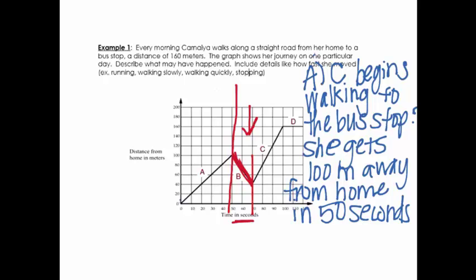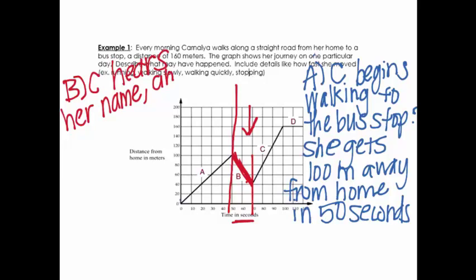Now again here, she looks like she's moving in a pretty steady position. She might be going a little bit faster than before, but it's not super fast. So what do you think could have caused her to turn around when she's walking to a bus stop? I think maybe she hears her name. So C hears her name and sees her friend behind her.